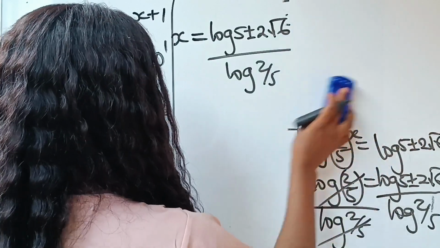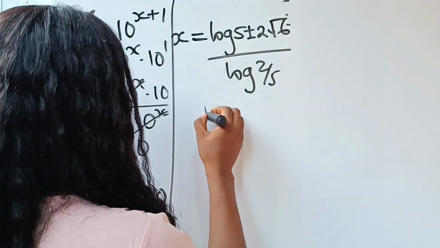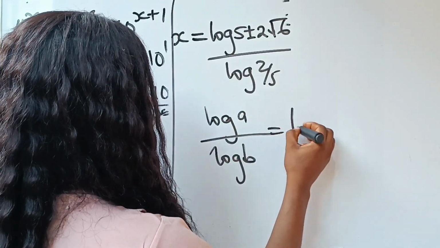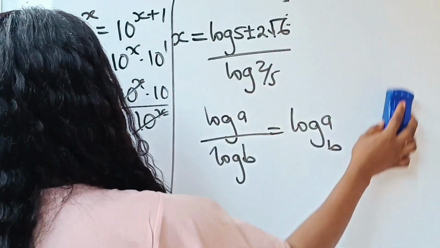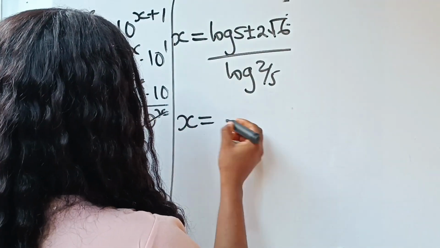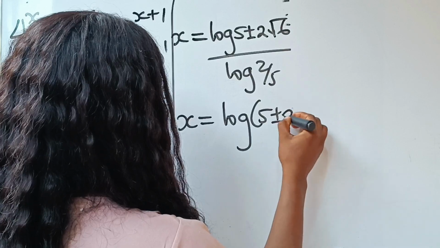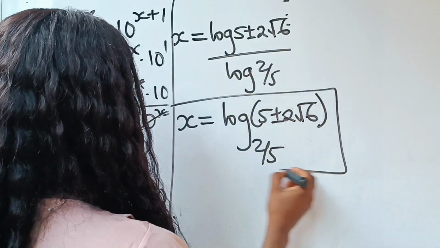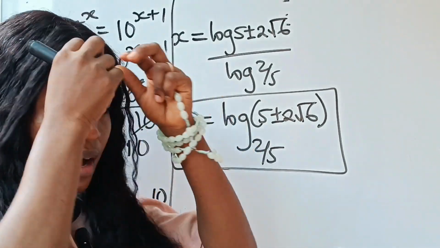Now I want us to look very well and see what I'm about to do. When you have log A divided by log B, this is equal to log A base B. Now that simply means that I can rewrite this solution that x is equal to log of 5 plus or minus 2 root 6 base 2 over 5. So I think this is the best solution we can get since we are not with our calculator.